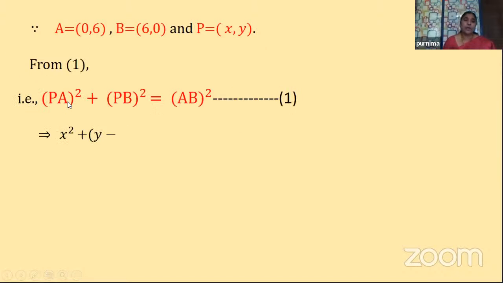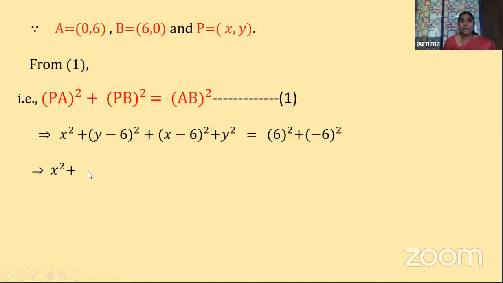Let us substitute here. PA square, that is x minus 0 is x square, plus (y minus 6) whole square, plus PB square, that is (x minus 6) whole square plus y minus 0 is y square, which is equal to AB square. Distance between these 2 points: 0 minus 6, 6 minus 0 is 6 square, plus 0 minus 6 is (minus 6) whole square. Now it is nothing but x square plus y square minus 12y plus 36, plus x square minus 12x plus 36 plus y square, is equal to 36 plus 36, so it is nothing but 72.